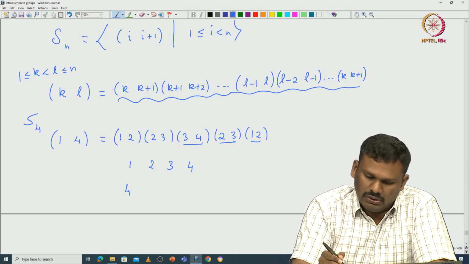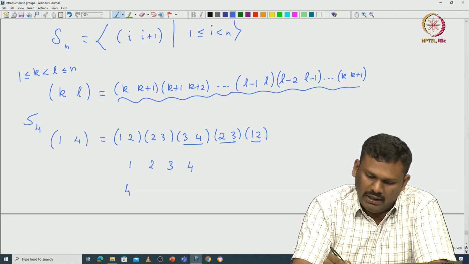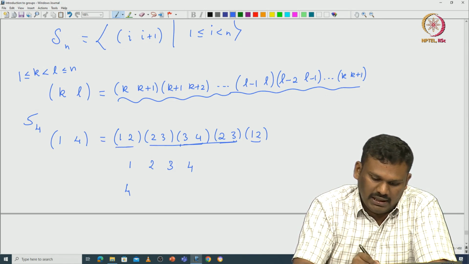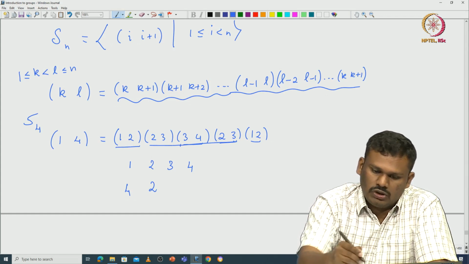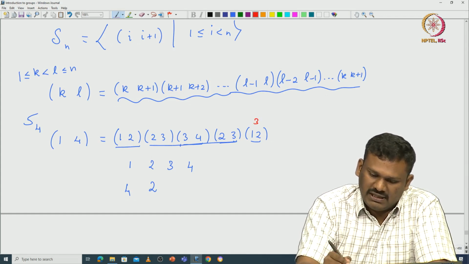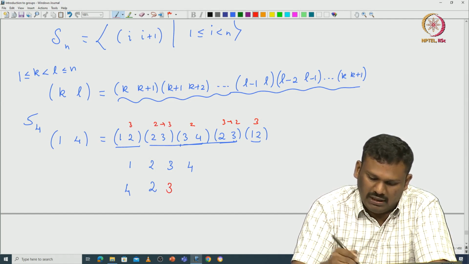Sorry, we wanted to look at 2 goes to 1. Yeah. So, what happens to 2? 2 goes to 1, 1 is fixed here and fixed here, and at the end 1 goes to 2. So, 2 goes to 2. Similarly, what about 3? 3 is fixed here, but 3 goes to 2 here, and then 2 is fixed here, and then 2 goes to 3 here, and then 3 is fixed. That means 3 goes to 3.